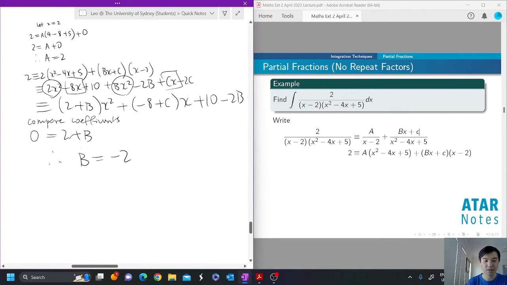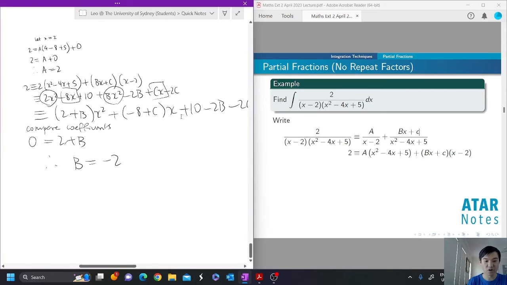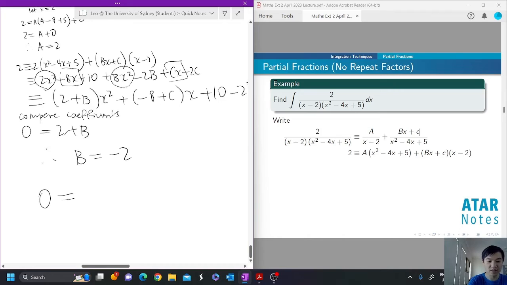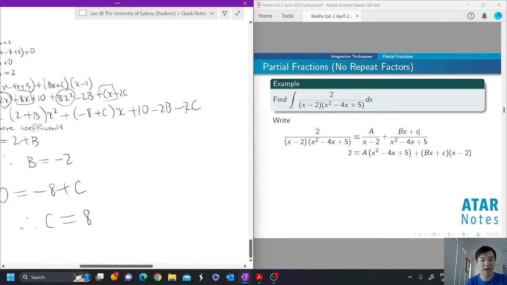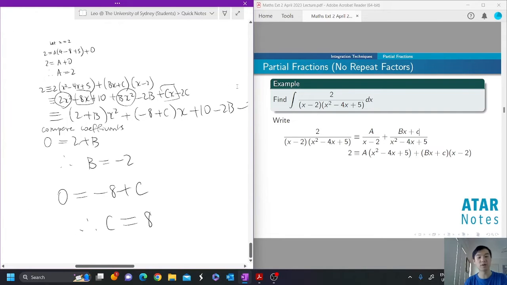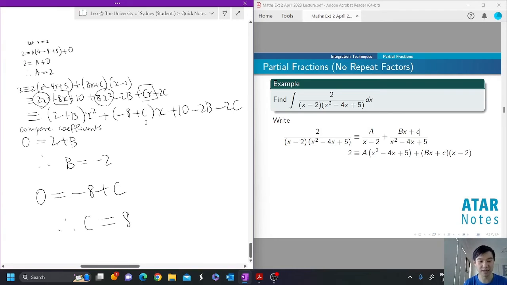We can also compare the coefficient of x. We know that 0, because there's no term for x, is equal to minus 8 plus c. Therefore, c is equal to 8. You can also compare the constant term with 2 and double check if it's right. So 10 minus 2 times minus 2 minus 2 times 8 gives you, minus 2.